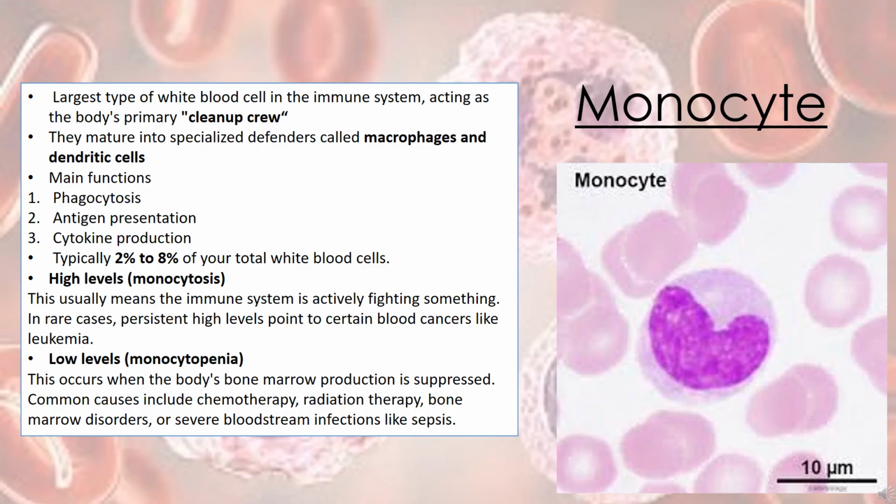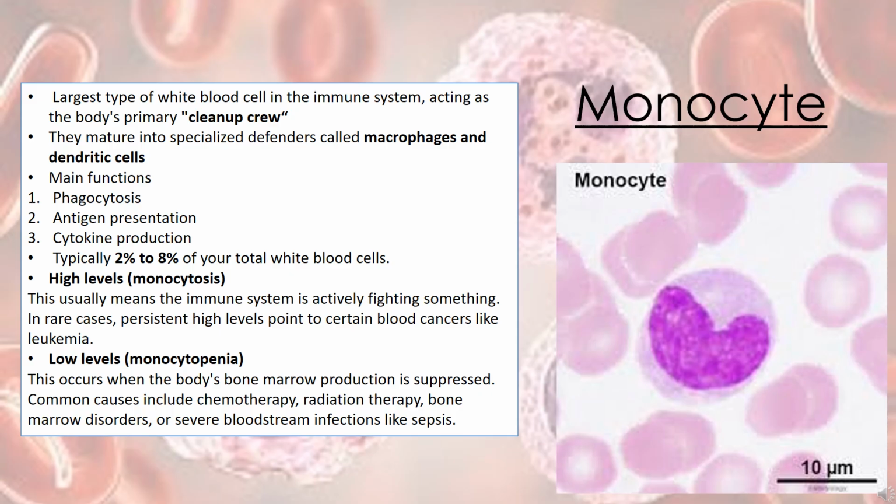Monocytes are the largest type of white blood cell in the immune system, acting as the body's primary cleanup crew to destroy pathogens and remove dead tissue. They are produced in the bone marrow, travel through the bloodstream for a short time, and then migrate into various tissues where they mature into specialized defenders called macrophages and dendritic cells. Main functions include phagocytosis: engulfing and digesting cellular debris, harmful bacteria, and viruses. Antigen presentation: displaying parts of destroyed germs to T cells, triggering a targeted immune response. Cytokine production: releasing chemical signals that regulate inflammation and coordinate other immune cells.